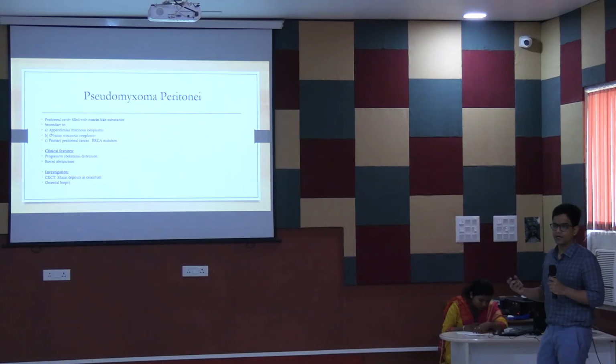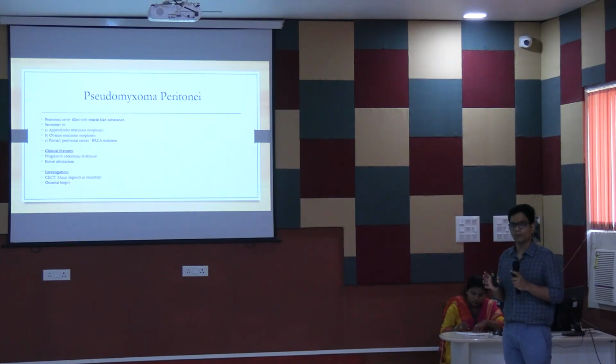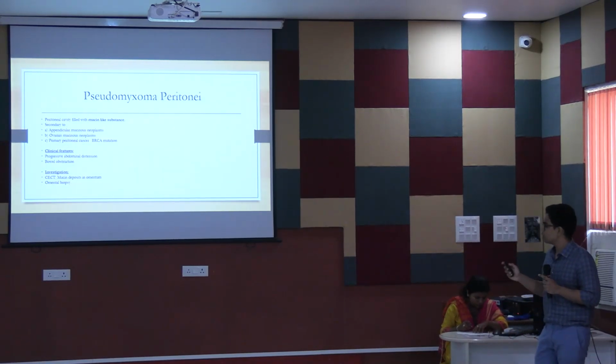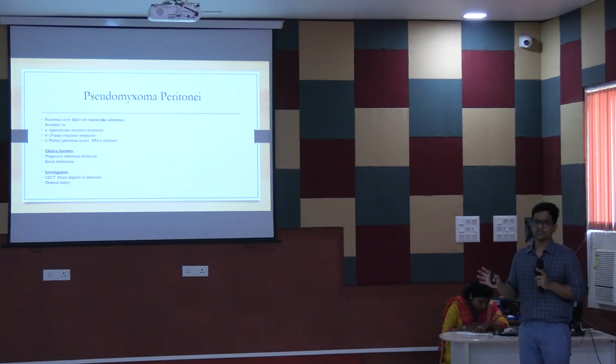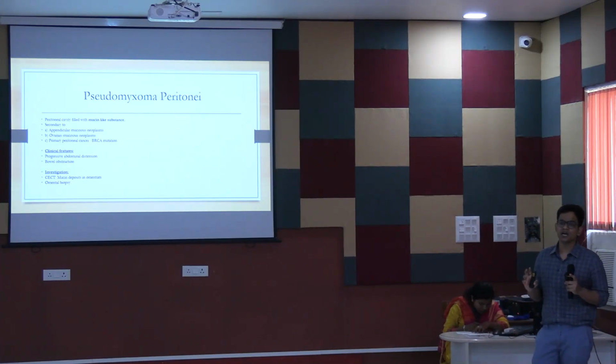Let's come to pseudomyxoma peritonei. Pseudomyxoma peritonei, one of the causes for mucin spillage into the peritoneum is appendicular perforation. But that is not all of it. It can be also due to ovarian mucinous neoplasms. Or there can be primary peritoneal carcinoma that is seen in BRCA mutations. Can anyone tell me what is BRCA mutation?